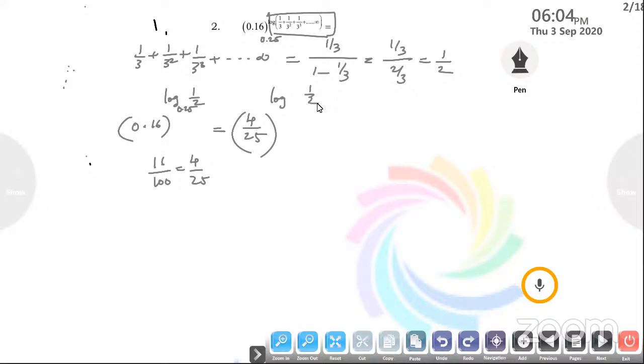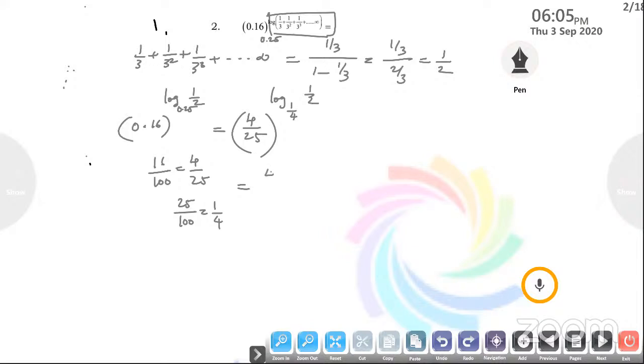The base is nothing but 25 by 100, so this value is nothing but 1 by 4. That we can write as... I think it is a numerical mistake here, 0.25. I am not sure that is 0.25. Okay, whatever it is taken, I will solve this.